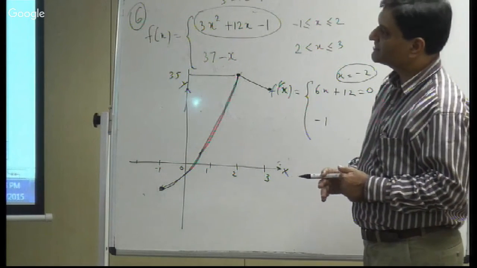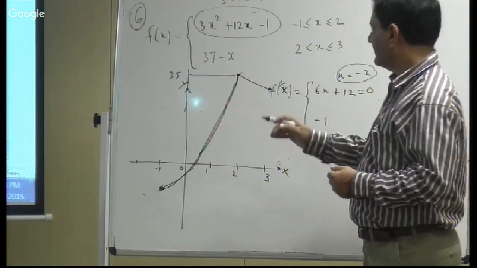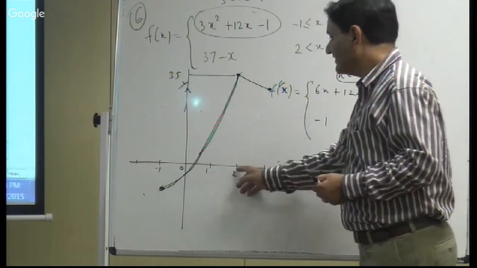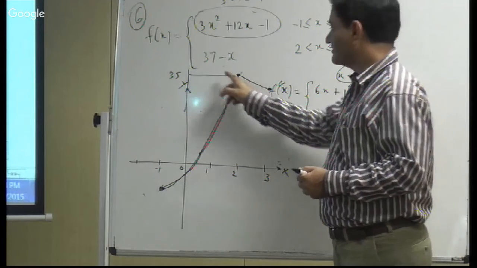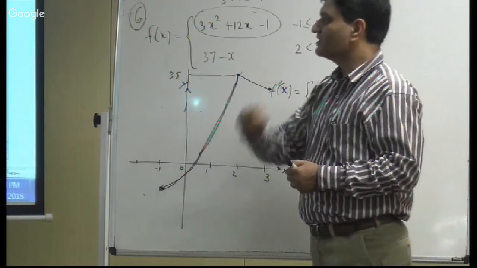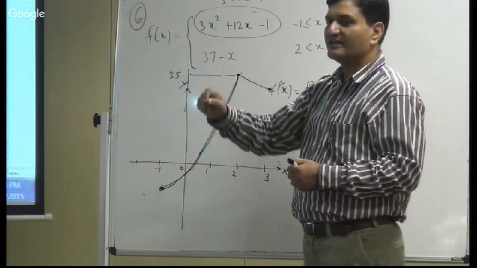F dash x does not exist. So they should mention the point also. F dash 2, very good, because 2 is the only point where the derivative does not exist, it being a sharp point, because a unique tangent cannot be drawn at these points. So the third option is also correct. F dash x does not exist at x equal to 2. They should mention F dash 2 does not exist.